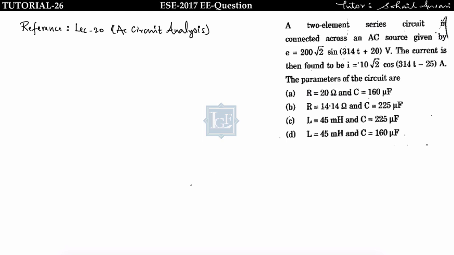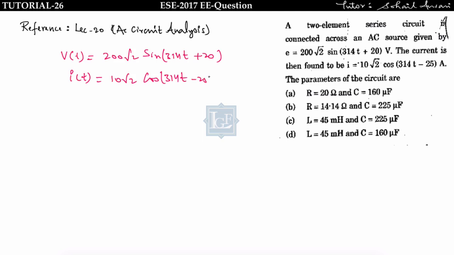Now see this question. Two elements series circuit is connected across an AC source given by e is equal to 200 root 2 sin(314t + 20), and the current is found to be 10 root 2 cos(314t - 25). So what is given? Vt is equal to minus 25. The parameter of the circuit. We have to find whether the circuit consists of resistance, capacitance, or inductance, capacitance. Okay, here only two options are given, which is a combination of RC and LC circuit.